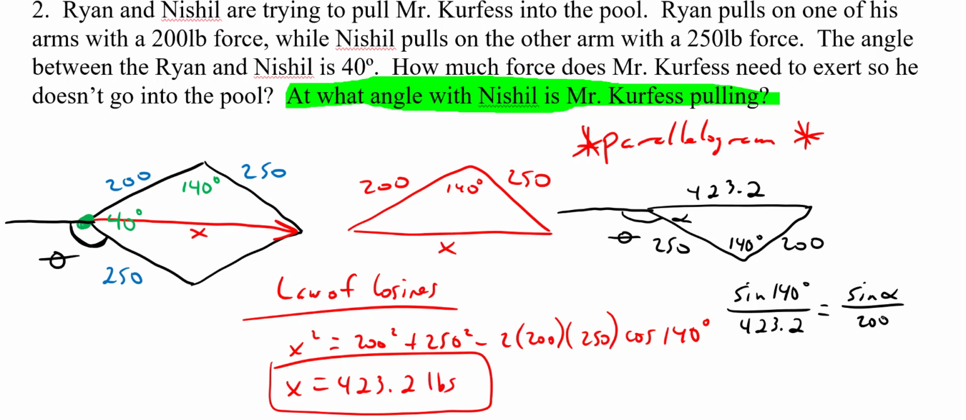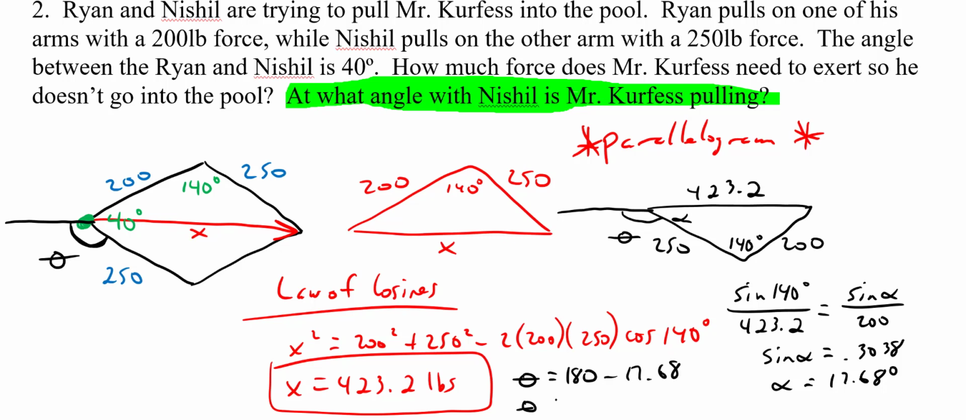Okay, and again, you can do all the work. Well, here, I'll do a little bit here. So sine of alpha comes out to be 0.3038. I do inverse sine. So alpha comes out to be 17.68 degrees. So that's your angle right there. And then, of course, to find out theta, they're supplementary, so 180 minus 17.68. So theta comes out to be 162.32 degrees. Okay? So anyway, that's pretty easy. Okay. All right, so moving on to the next part here.